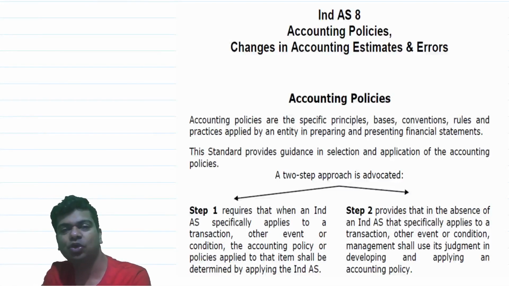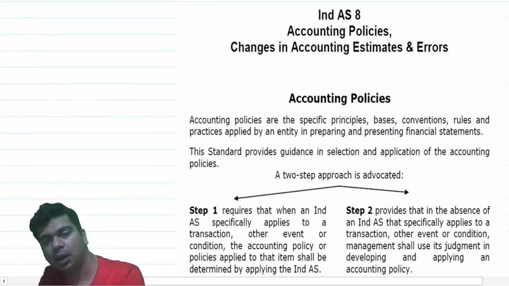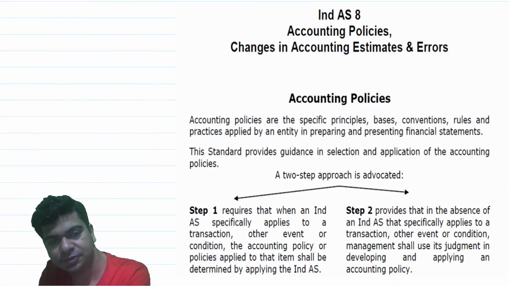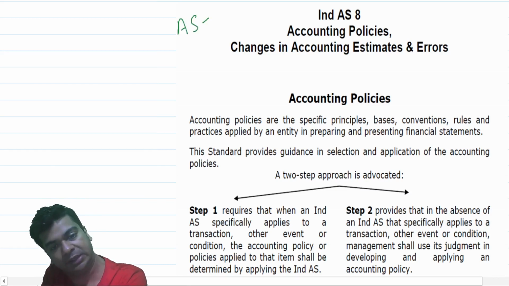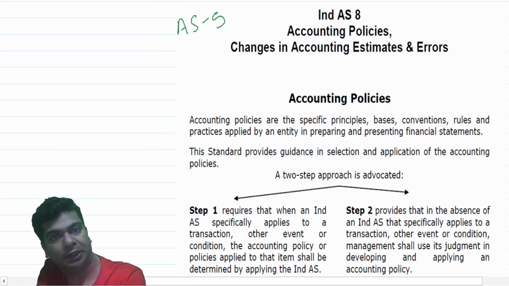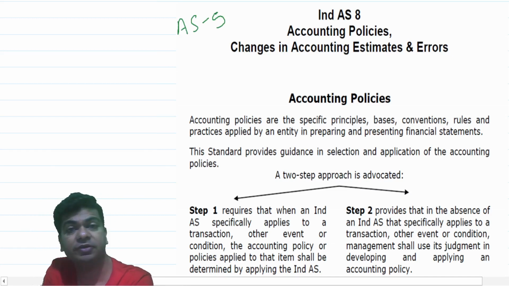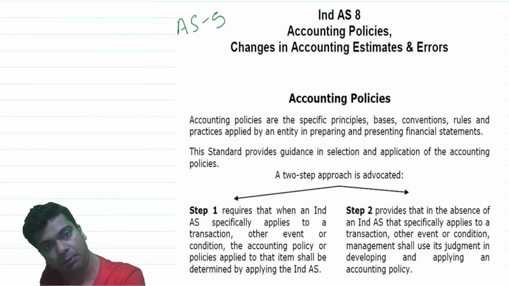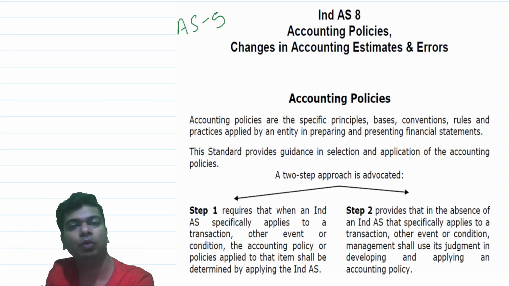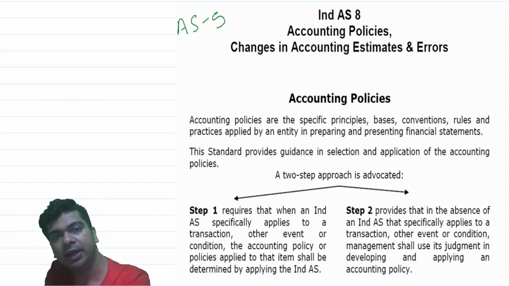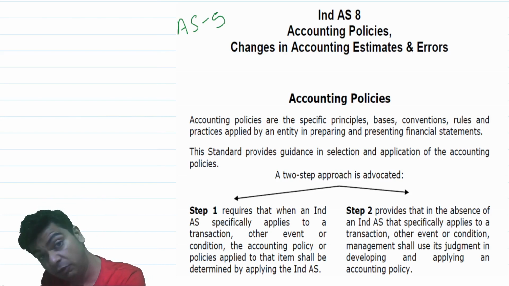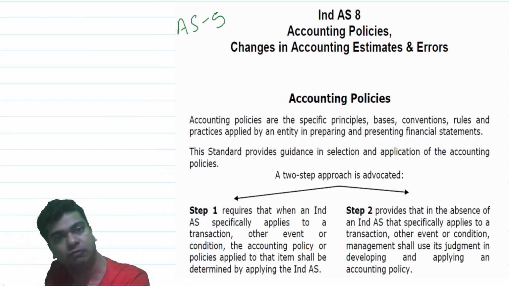If you see the title of Ind AS 8, Accounting Policies, Changes in Accounting Estimates and Errors, it will immediately remind you of our Accounting Standard 5. The title of our Accounting Standard 5 is Net Profit or Loss for the Period, Prior Period Items and Changes in Accounting Policies. The issues which are covered in Ind AS 8 and Accounting Standard 5 are similar. However, the accounting treatment is very different.